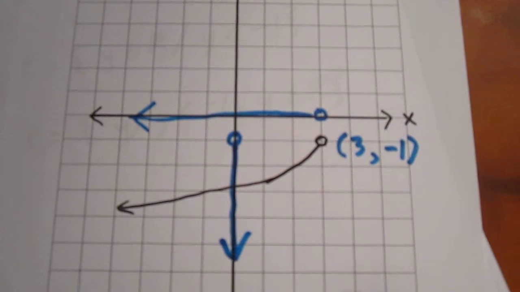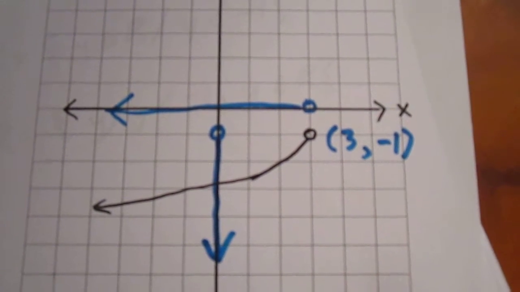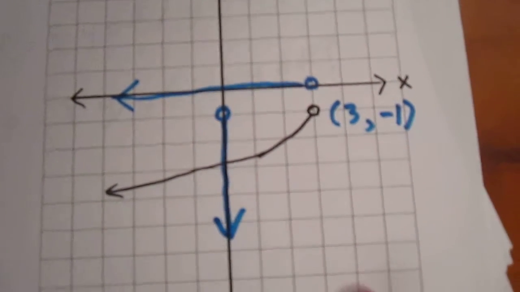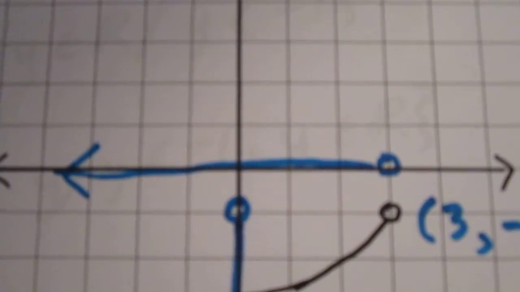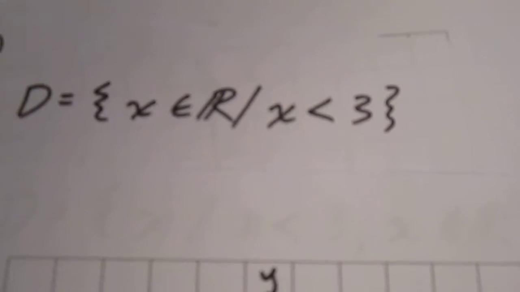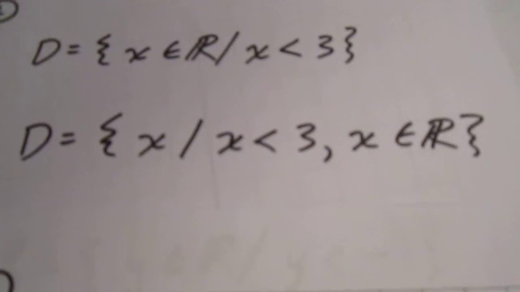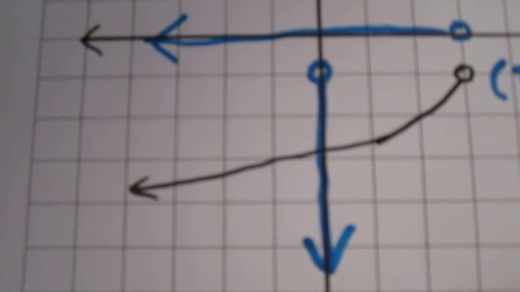So anyways, we have these two blue regions to consider. So our domain, it looks to me like it will be x less than 3. We look at our domain here, we have x an element of the reals such that x is less than 3, or alternatively x such that x is less than 3 and x is an element of the reals. For our range, we see that y has to be less than -1.